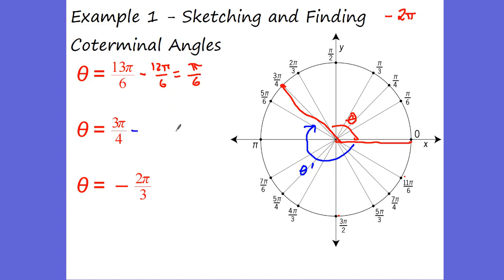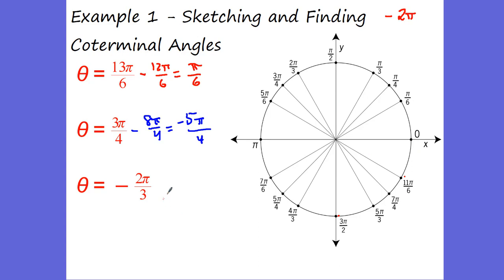What do we have to do? We have to subtract 2 pi. How do we subtract 2 pi? Let's get common denominators: 8 pi over 4. So what's 3 pi minus 8 pi? That's negative 5 pi over 4. So negative 5 pi over 4 would be my coterminal angle.